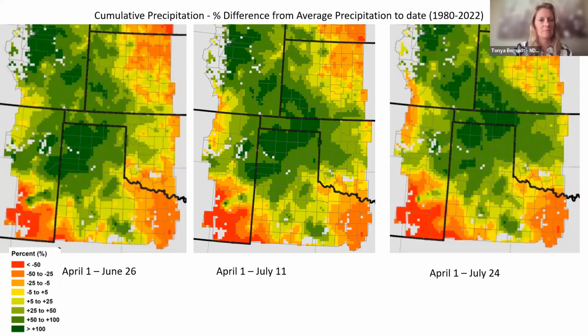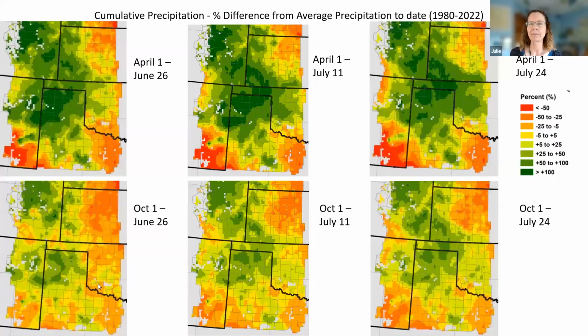Thank you so much for those explanations, Julie. I could see someone wondering why there's two sets of maps, the water year maps and the growing season maps. And why do they look so different? I thought the same thing, Tanya. So I set the two sets of maps together to help us understand what is happening.